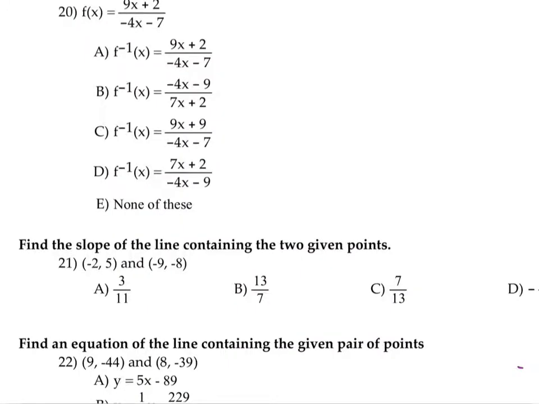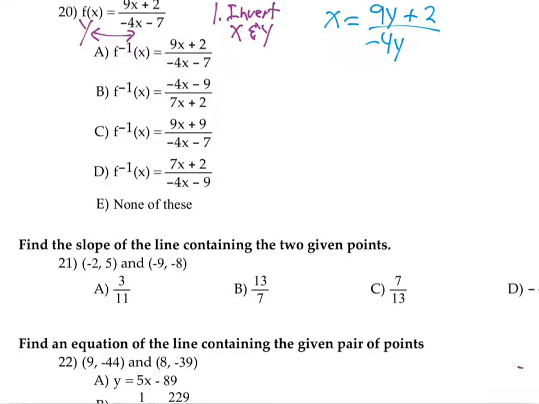Number 20. So this will be the hardest one on finding the inverse. So again, step 1 on an inverse function, invert x and y. So this is y out here. So y will trade with both of those x's. So it'll become x here, and let me see what I'm doing. It'll become y, won't it? x equals 9y plus 2 over minus 4y minus 7. Like that. Invert x and y.